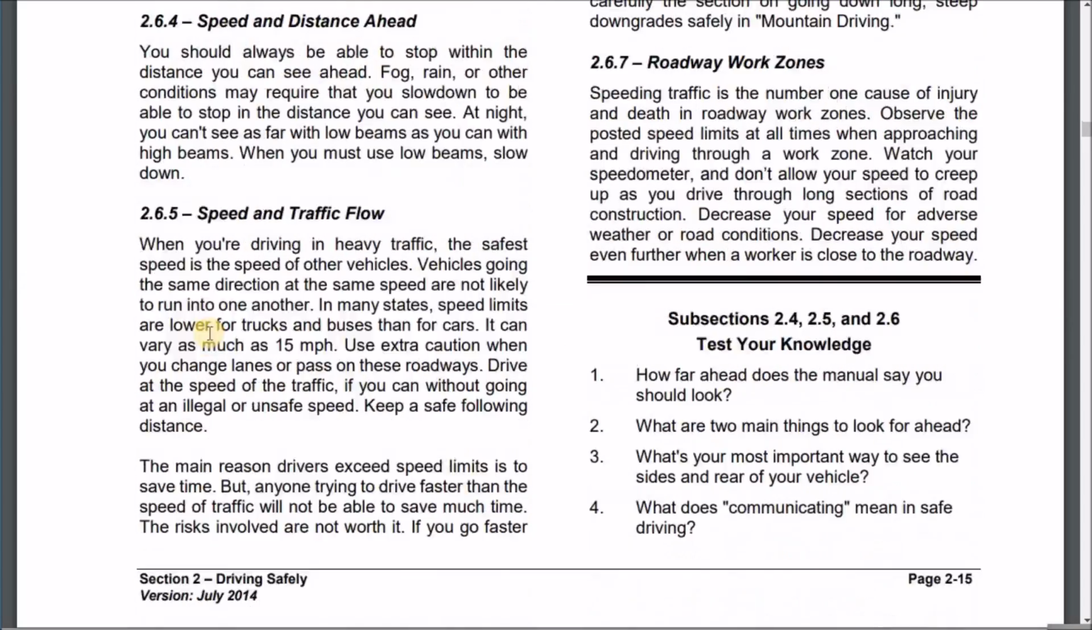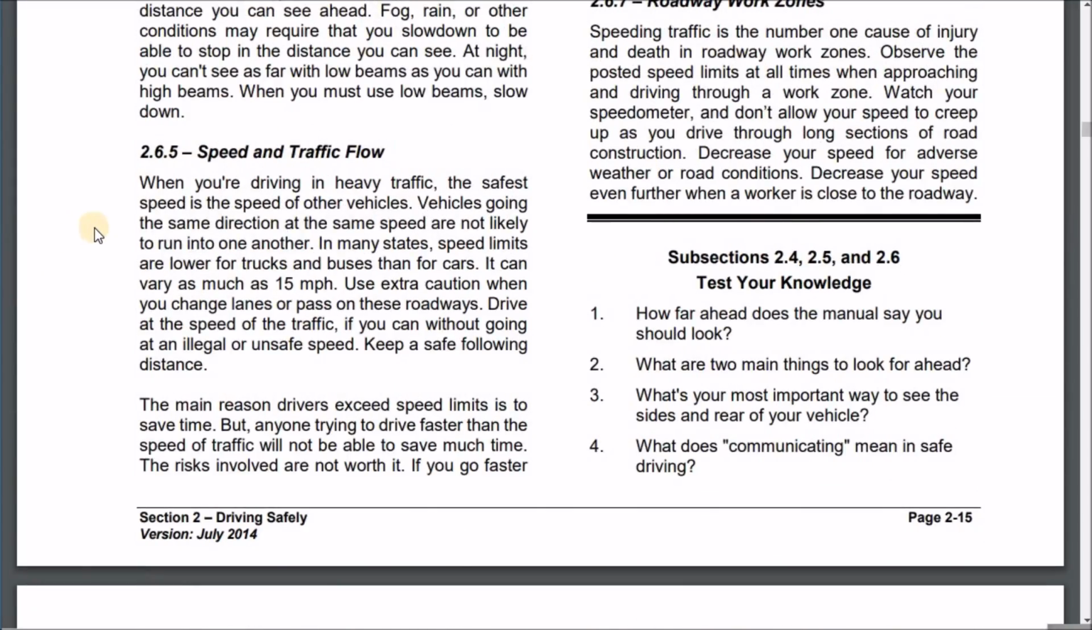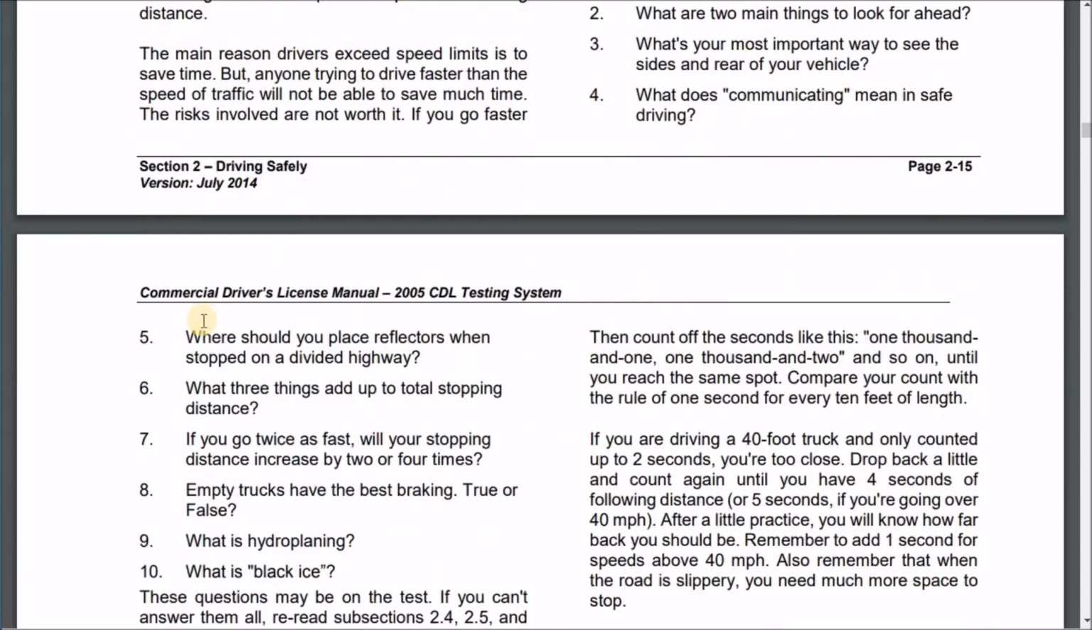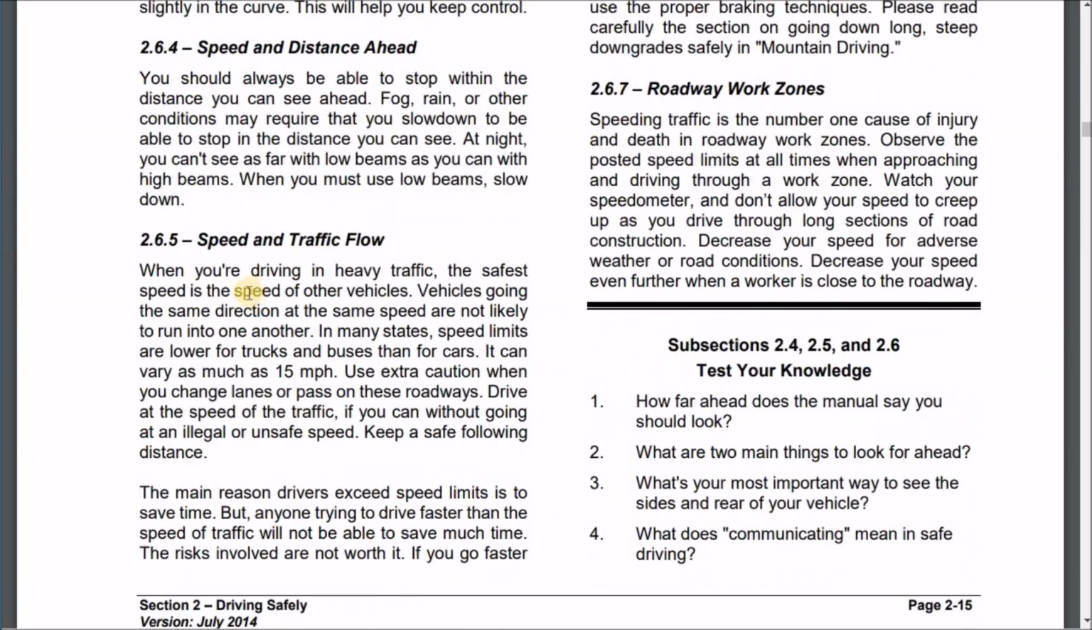Getting there. Here we go. This actually combines 3 sections, and we're getting 10 questions. So in this subsection, 2.4, 2.5, and 2.6, we've got 10 questions. And the first one is, how far ahead does the manual say you should look? Okay, that's question number 1.